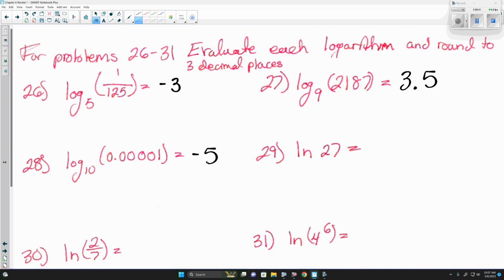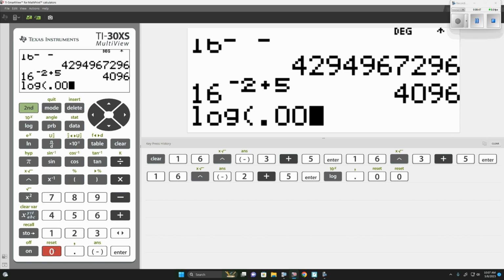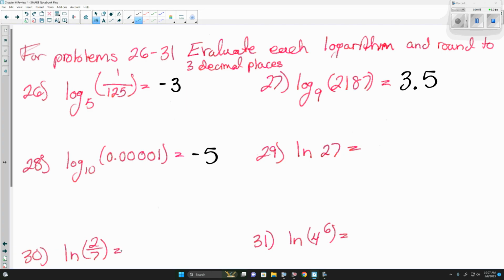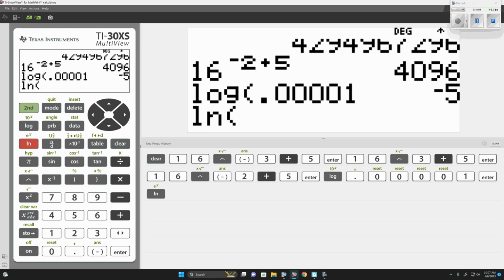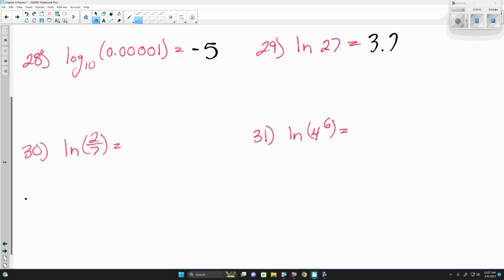Now, since it is log base 10, we can just use 10, or just log of 0.1234. Yep. ln, we can just type in the calculator as ln, so we can do ln of 27 and get 3.2958 or 3.296. And 30 and 31, we just type it in exactly as we see it. Any questions on these here?